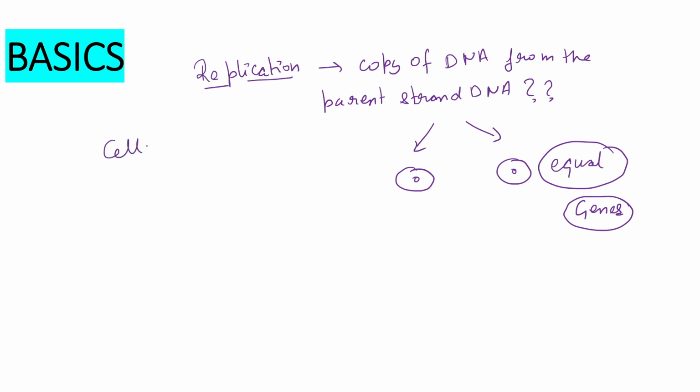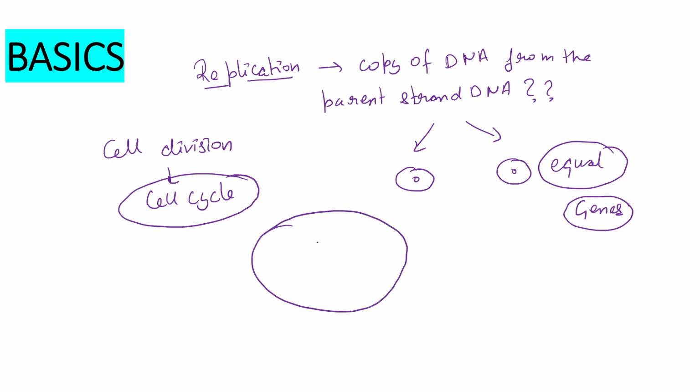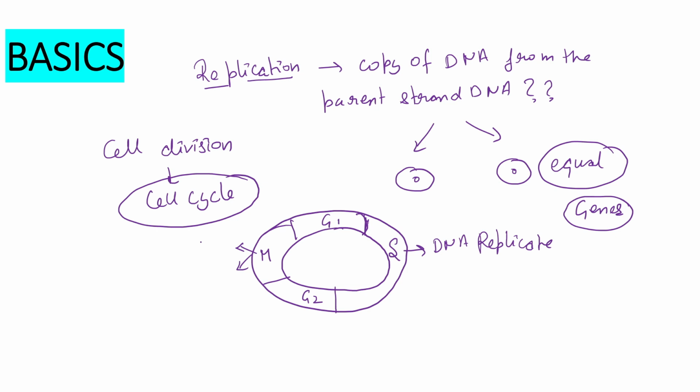Now cell division undergoes a cell cycle. There are some events that are included in the cell cycle. The very first phase of the cell cycle is the G1 phase, that is the growth 1 phase. Then comes the S phase. In this particular phase, the DNA will replicate. And then comes the G2 phase. Again, this is also a growth phase. And then comes the M phase, that is the mitosis or meiosis phase.